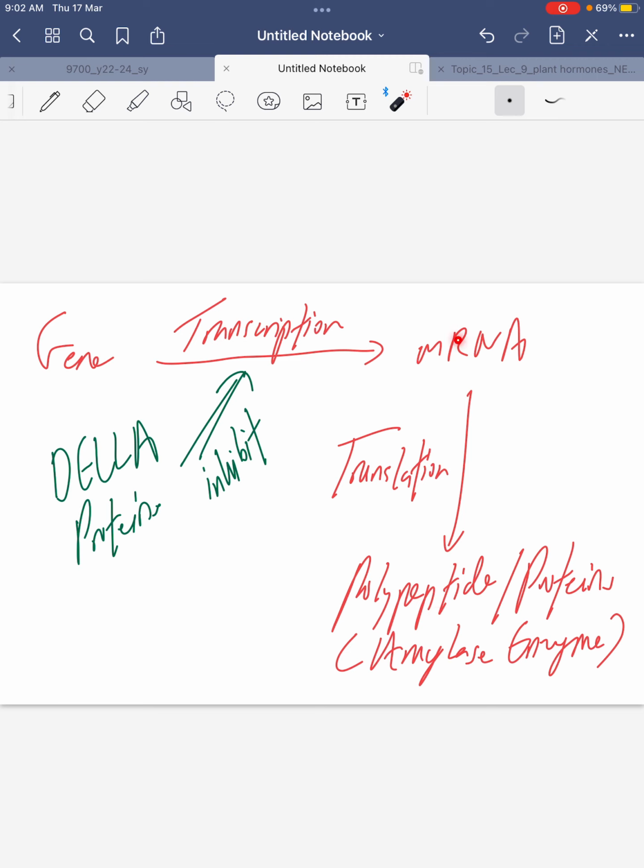Okay. So when there is no water, there is no gibberellin, isn't it? No water means no gibberellin. So at that moment, this pathway is inhibited. This pathway is inhibited by these DELLA proteins. So DELLA proteins inhibit the transcription of the gene which produces the amylase. Okay, so that is in a nutshell. All right.